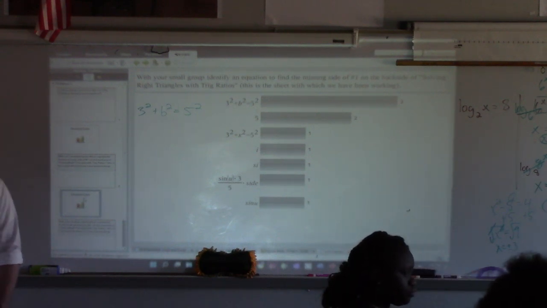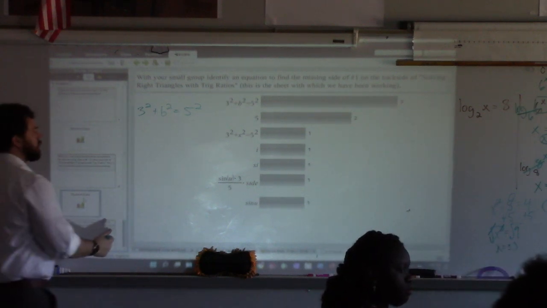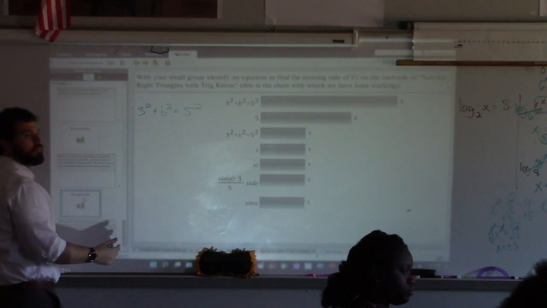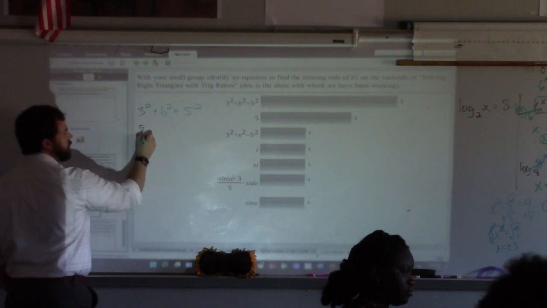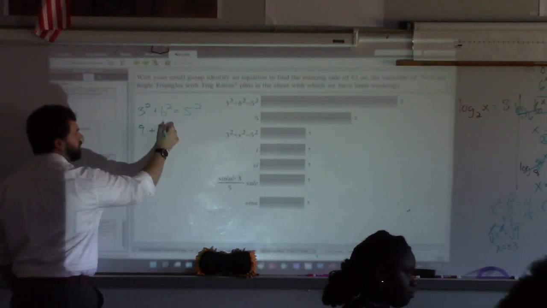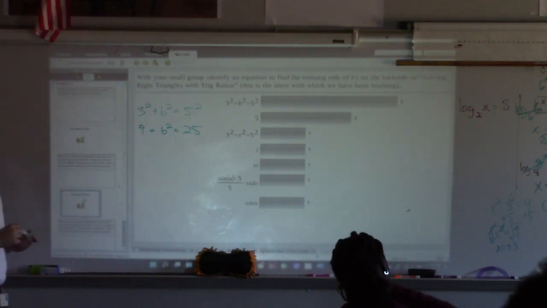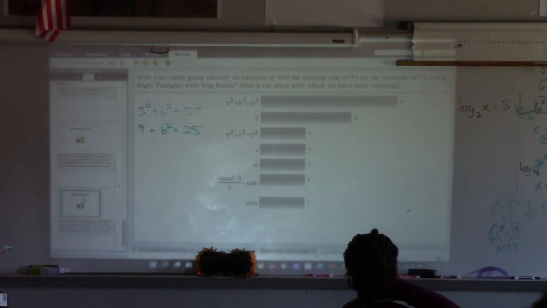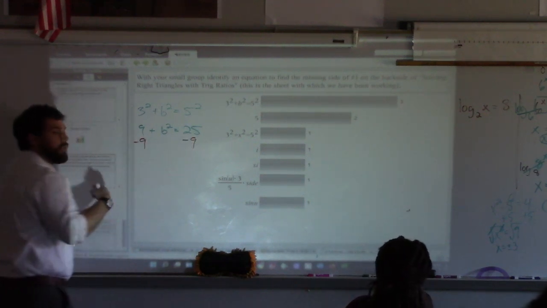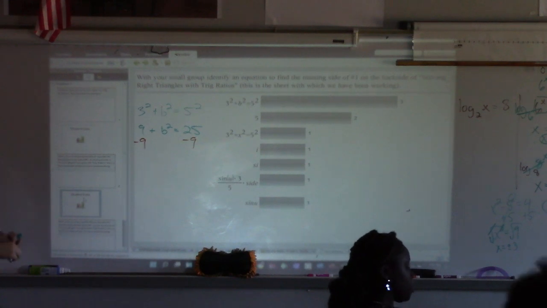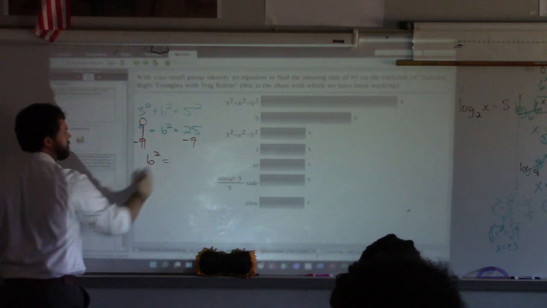No, I'm trying to solve for b. I don't know what b is yet. 3 squared and 5 squared, we'll do what with them? Simplify. What is 3 squared? 9 plus b squared equals 25. Subtract 9. Notice, what is 9 minus 9? 0. We're always trying to create those zeros and those ones using our inverses. So what is b squared?